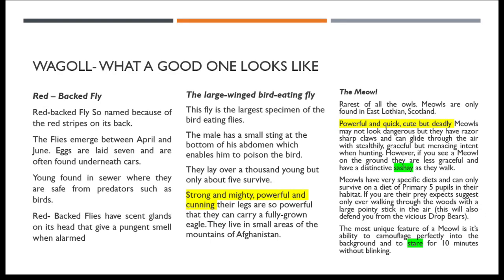The large-winged bird-eating fly. This fly is the largest specimen of the bird-eating flies. The male has a small sting at the bottom of its abdomen, which enables him to poison the bird. They lay over 1,000 young, but only about 5 survive. Strong and mighty, powerful and cunning, their legs are so powerful that they can carry a fully grown eagle. They live in small areas of the mountains of Afghanistan.